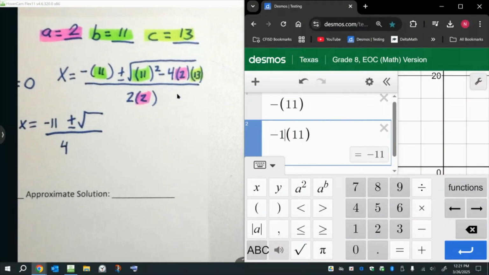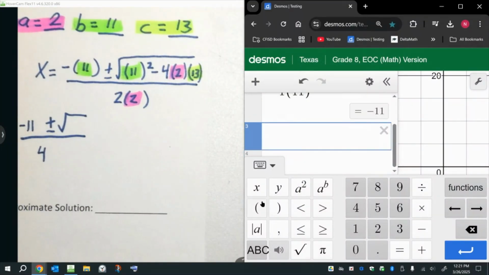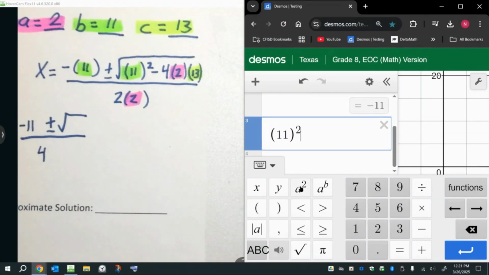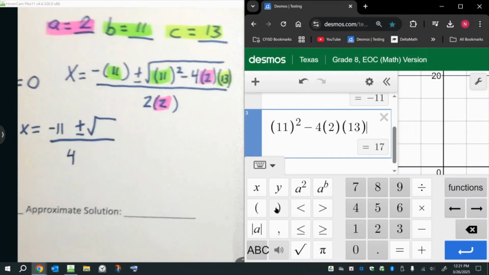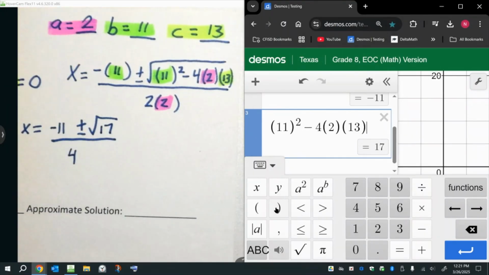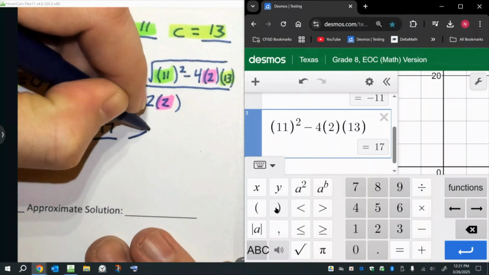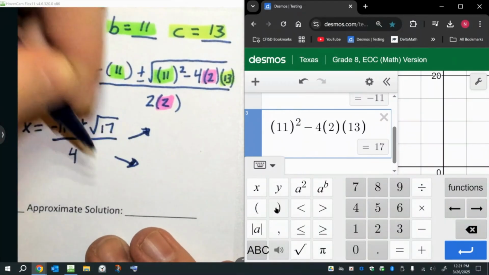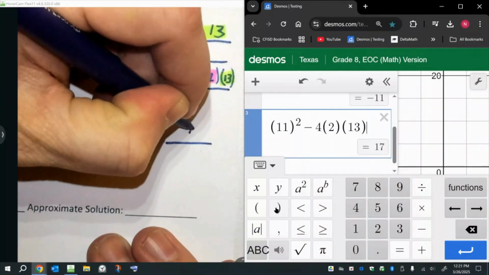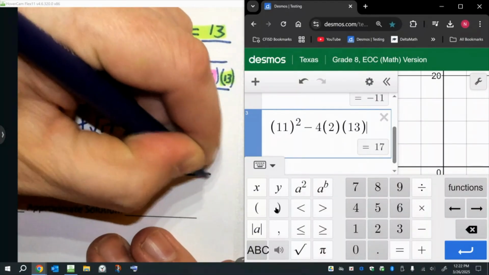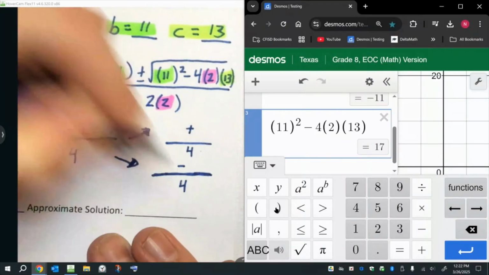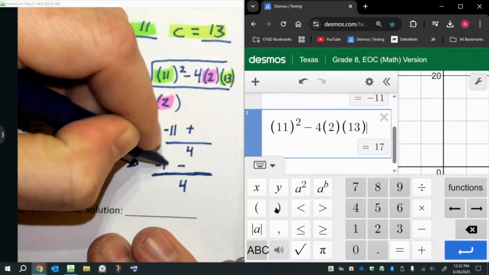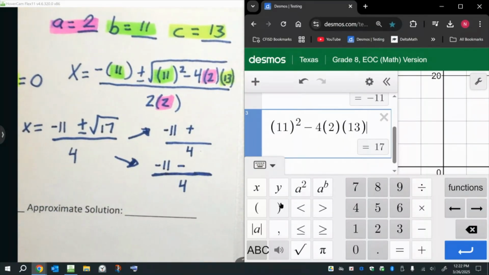Okay, so now we just need to figure out what's going to be underneath the square root. So, parentheses 11 squared minus 4, parentheses 2, parentheses 13. And now that reads 17. So we're going to have 2 answers, one with a plus and one with a minus. All right, this one's going to be over 4, that one's going to be over 4, this is -11 there, that's -11 there. So now the question is, what is the square root of 17?